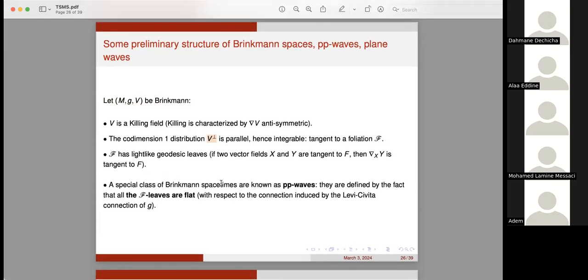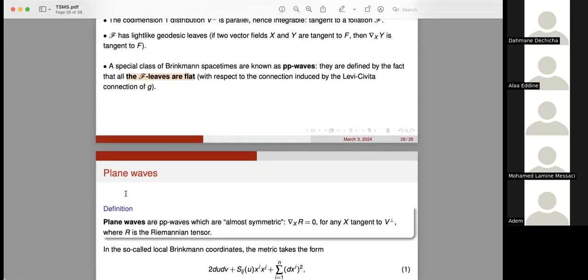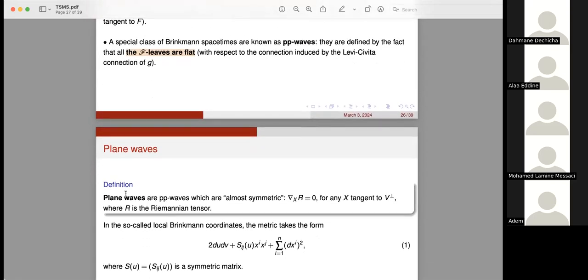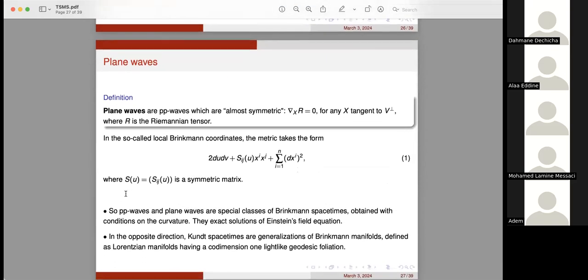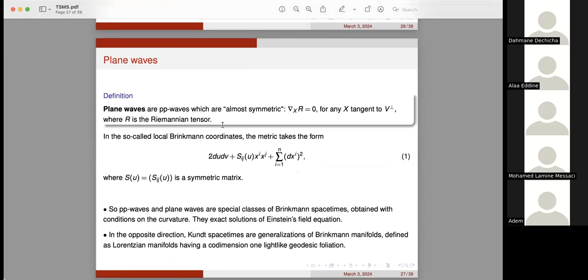Special cases of Brinkmann spacetimes are given by what we call PP waves. PP waves are Brinkmann spacetimes for which these leaves are flat. The leaves are totally geodesic, so they have an induced connection. And it is a PP wave when the leaves are flat. And as a subclass of these PP waves, we have these plane waves spaces.